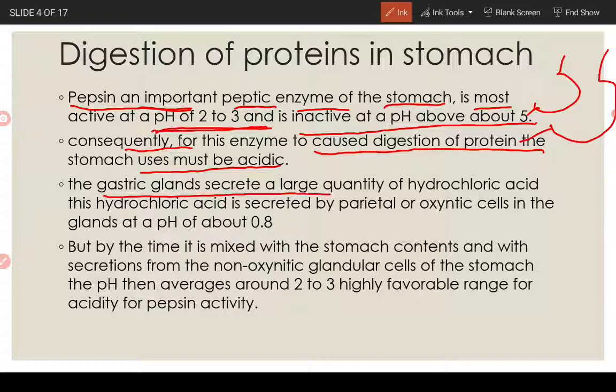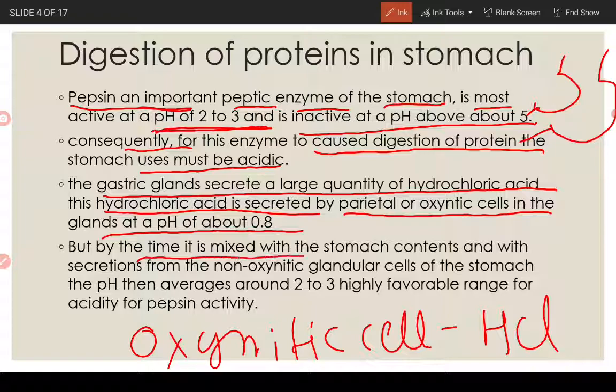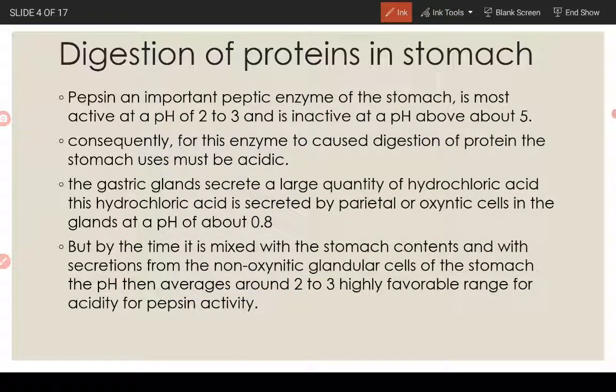The gastric glands secrete a large quantity of hydrochloric acid. This hydrochloric acid is secreted by parietal or oxyntic cells in the glands at a pH of 0.8. These oxyntic cells secrete HCl, which makes the stomach acidic. By the time it is mixed with the stomach contents and with secretions from the non-oxyntic glandular cells of the stomach, the pH average is around 2 to 3, a highly favorable range for pepsin activity.